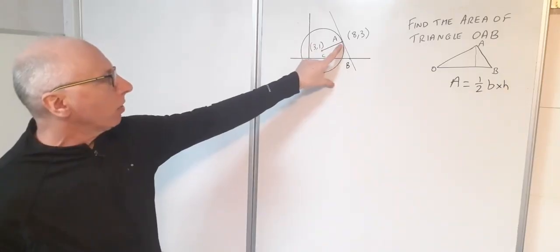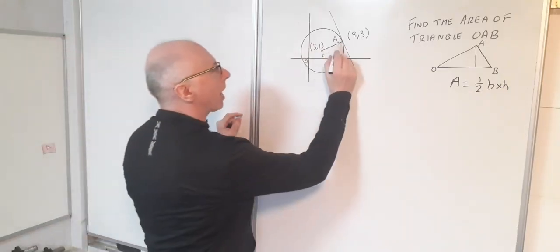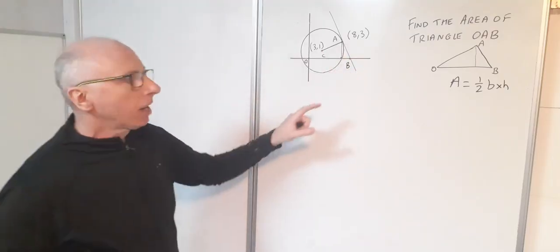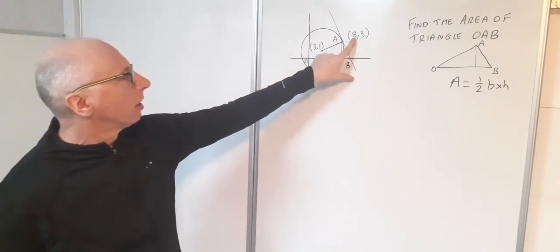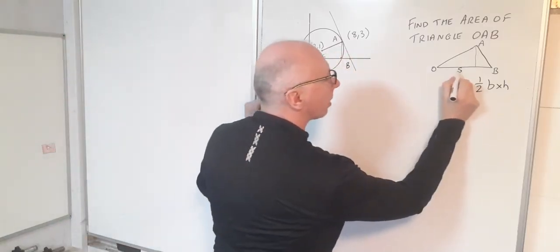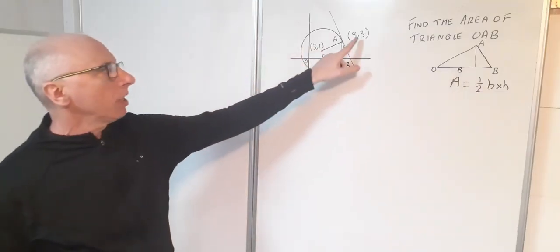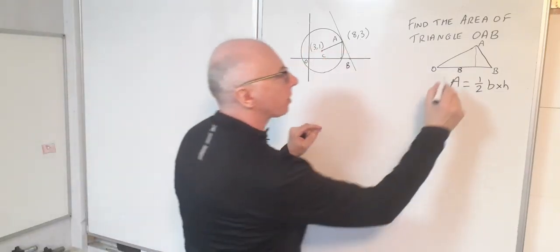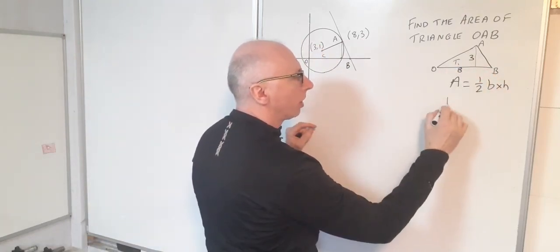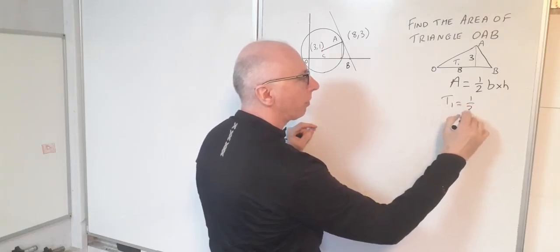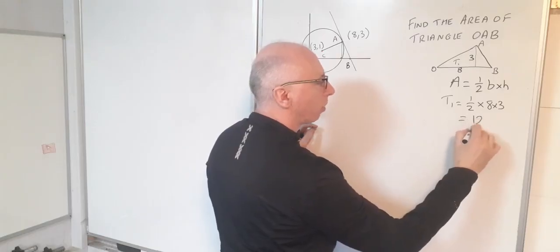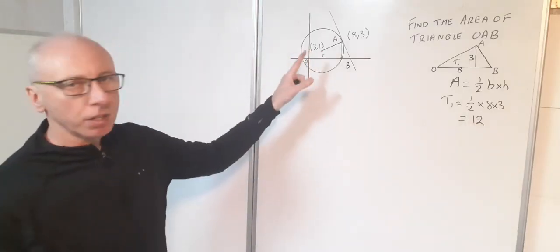Now, the first bit here, from A where it comes straight down, is something we can do right from the start. If x is 8, and here we've got the origin, then the length of this base is going to be 8. And from the origin, if y is 3, we know the height is 3. So this triangle here, we call that triangle 1. Triangle 1 is half times 8 times 3, which gives me 12. So that's my first part done already.